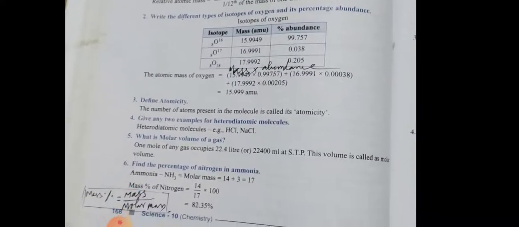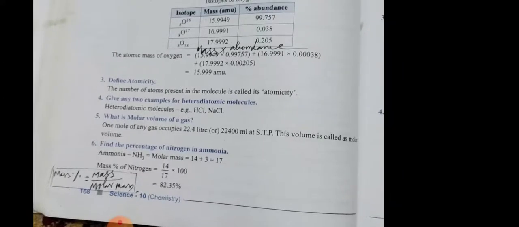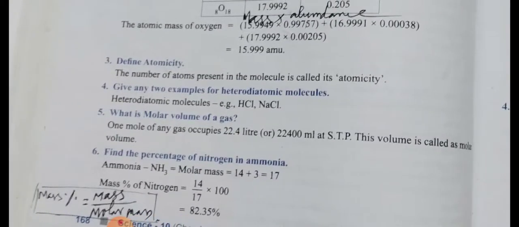Next, see, define atomicity. The number of atoms present in the molecule is called atomicity. Give two examples of heteroatomic molecule, heterodiatomic molecule: hydrogen chloride, sodium chloride, and there are so many compounds. We can write them. Then what is molar volume of a gas? One mole of any gas occupies 22.4 liter. This volume is called molar volume.